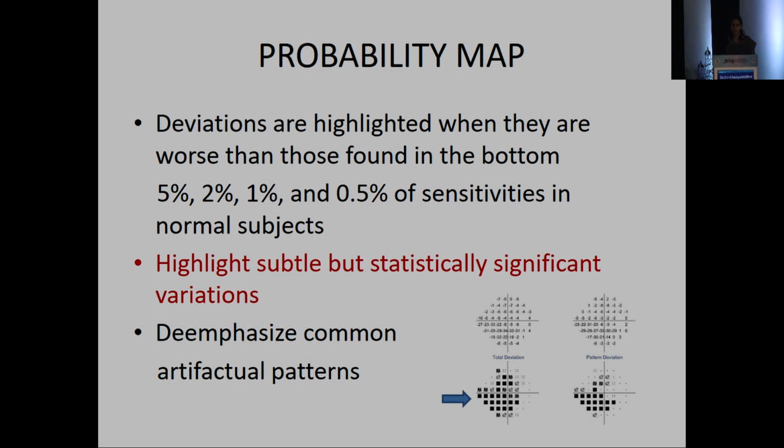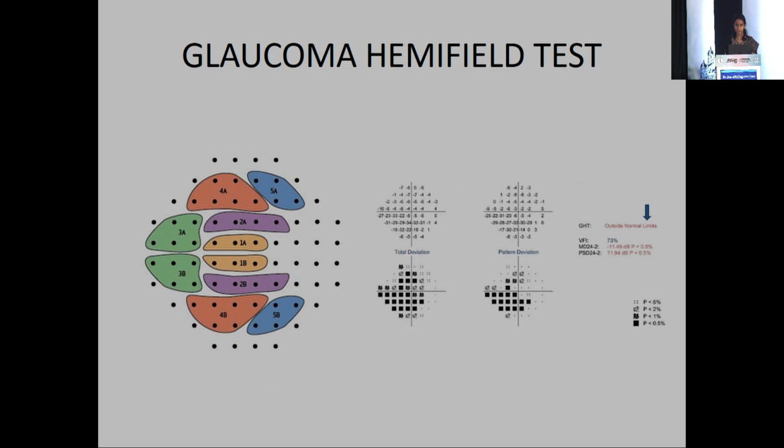Probability map shows the probability of the same defects being seen in the general population, less than 5%, 2%, and so on. It highlights the subtle but statistically significant variations. Glaucoma hemifield test compares the 5 zones in the upper hemifield with the mirror image of the same 5 zones in the lower field. These zones are sensitive to glaucomatous damage. Glaucoma hemifield test usually gives an easy idea to beginners in field interpretation.